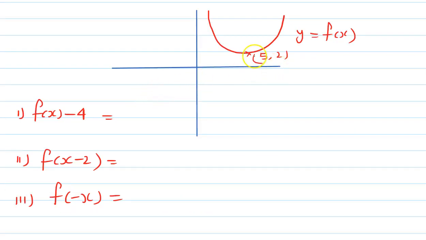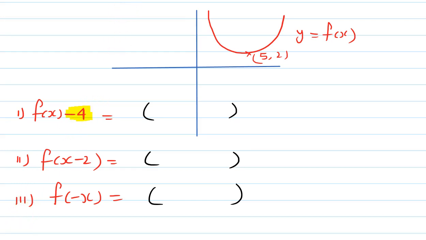Okay, let's see another question now. This is our question. Here y equal to f(x) is the curve, and these points are given, (5, 2), and we need to calculate what will be the coordinates of this point, this point, and this point. Let's start. f(x) minus 4: we need to see whether it is inside the bracket or outside the bracket. Definitely this is outside the bracket. Outside the bracket, the sign changes, so minus 4 will turn into 4.